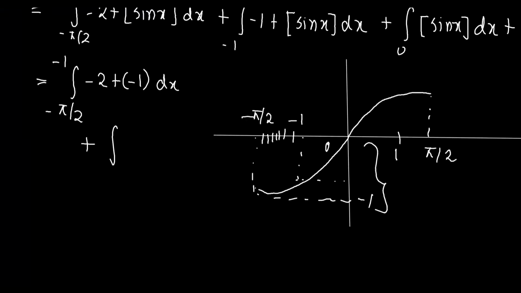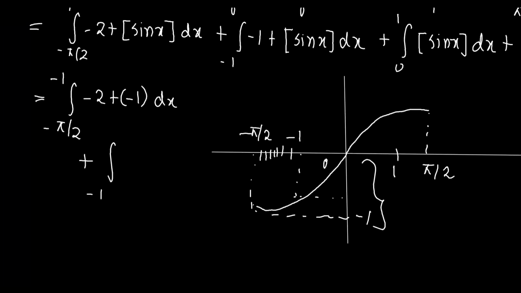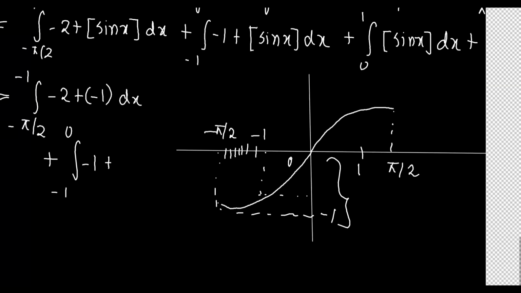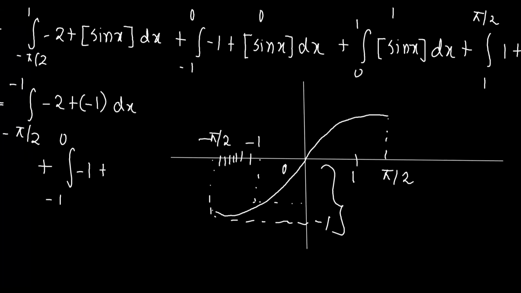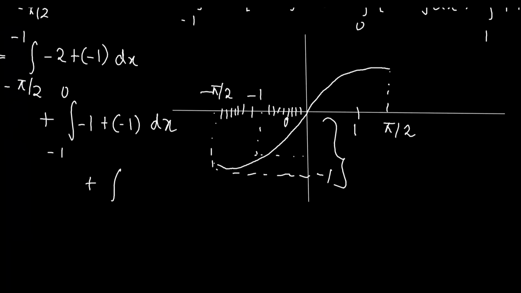plus, now in the next interval, -1 to 0. Here -1 plus, now from -1 to 0, that means in this region also you can see that sin x is negative, that is it is from 0 to -1. So obviously here also box of sin x will be -1 because it is lying from 0 to -1. Now in the next interval it is given 0 to 1.